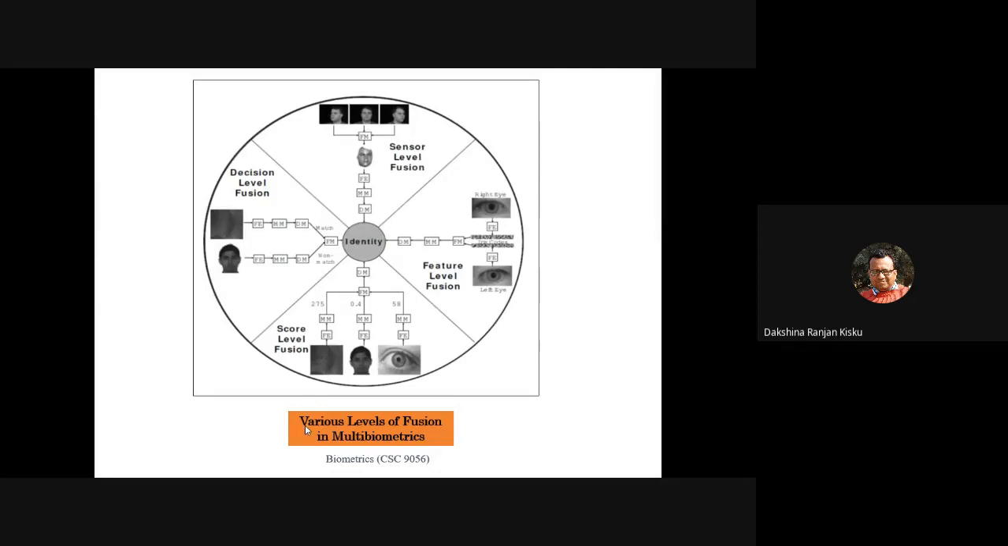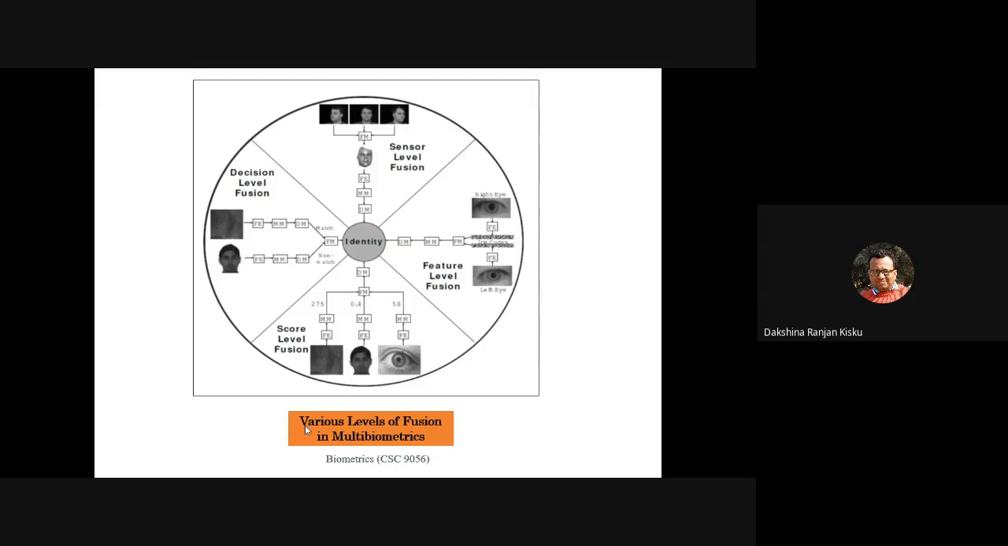One such technique is the OR rule and AND rule. We can have more decision level fusion techniques like majority voting. We can have the Dempster-Shafer decision theory. So these are the decision level fusion techniques by which we can obtain the decision level fusion. And this decision level fusion uses the decisions of the individual biometric systems. So decision means here, for verification, we can have acceptance or rejection. That means either yes or no. So this kind of decisions will be available for fusion.